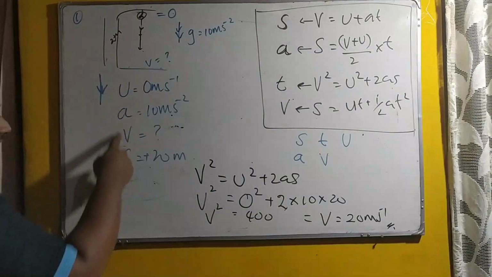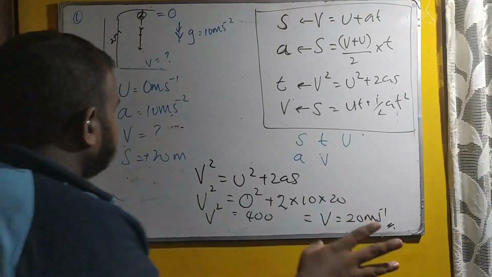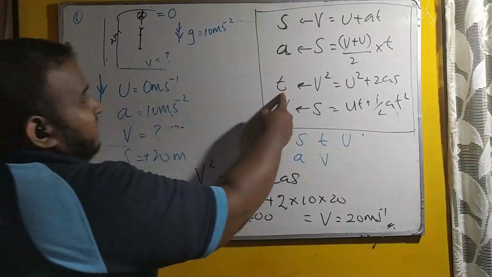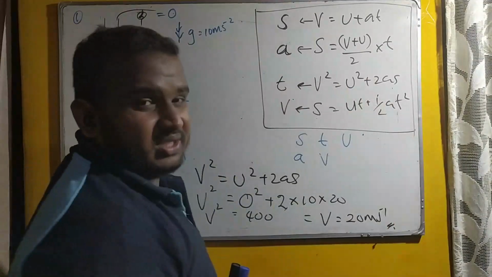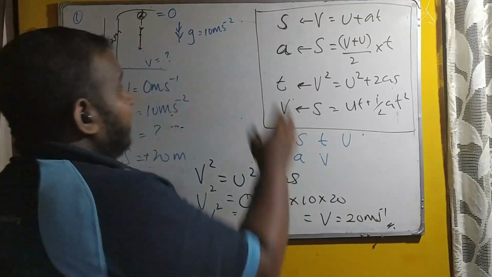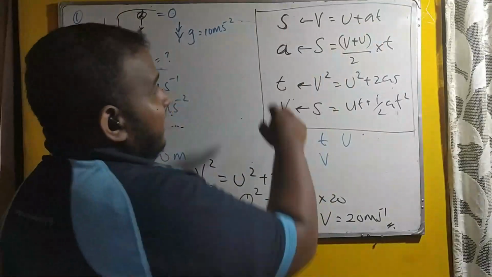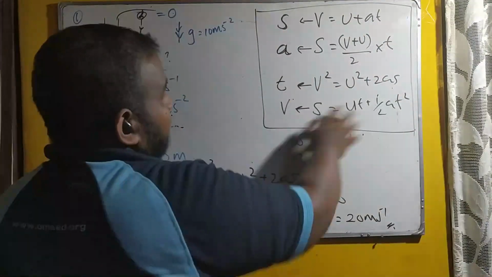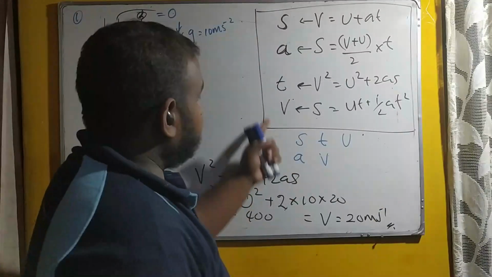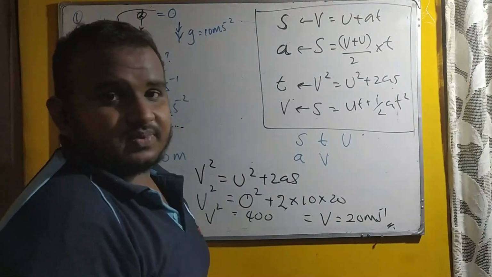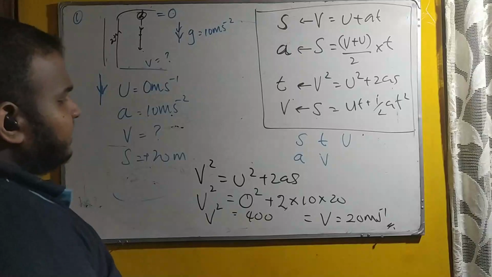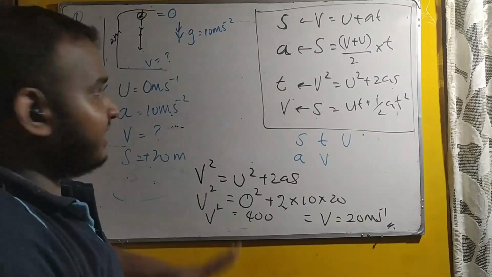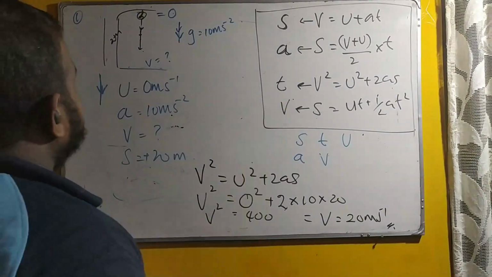So here they have given you four. They have talked about four things. They neglected the time, and you match which equation is neglected with time. If S is neglected, you should select the first one. If A is neglected, you should select the second one. If V is neglected, you should select the fourth one. Right, let's do some more examples. So this is an example for the using of the third equation.